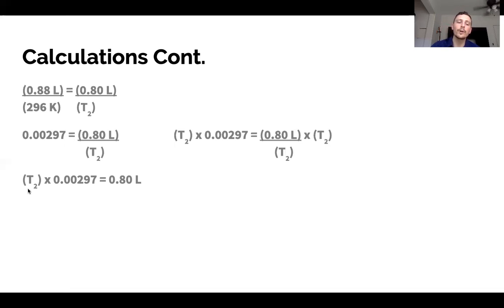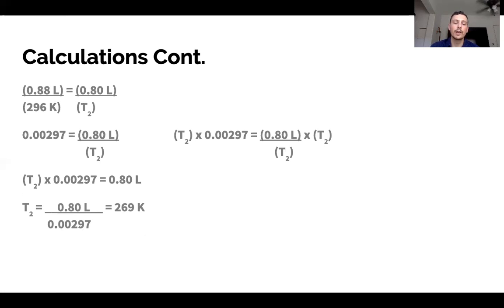Great. Now all we have to do is get rid of everything else on the left side of the equation. To do that, since we're multiplying, we need to do the opposite and divide by 0.00297. So we do that to both sides. We end up with T2 equals 0.80 divided by 0.00297. If you plug that into your calculator, you get 269 Kelvin. So Kelvin is a temperature unit. That would be our final temperature.